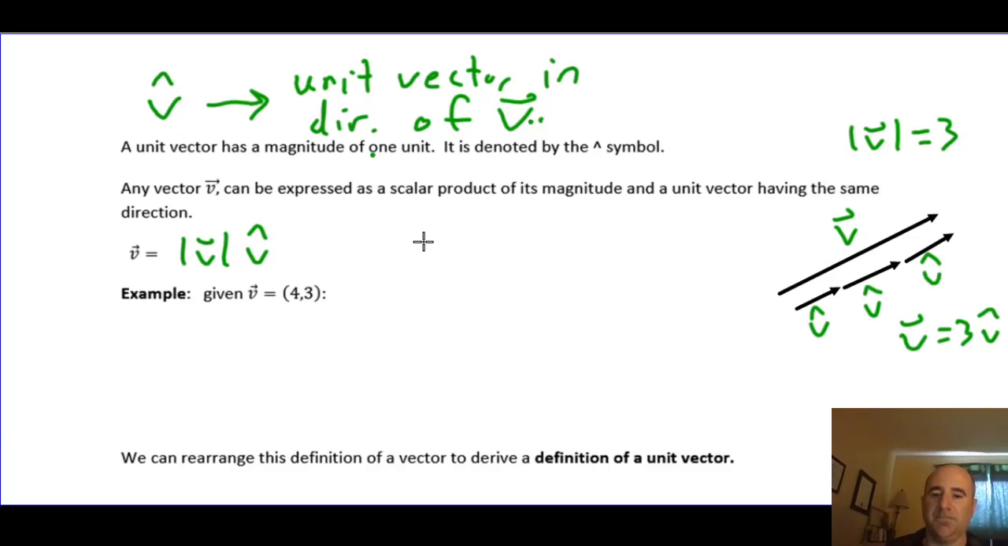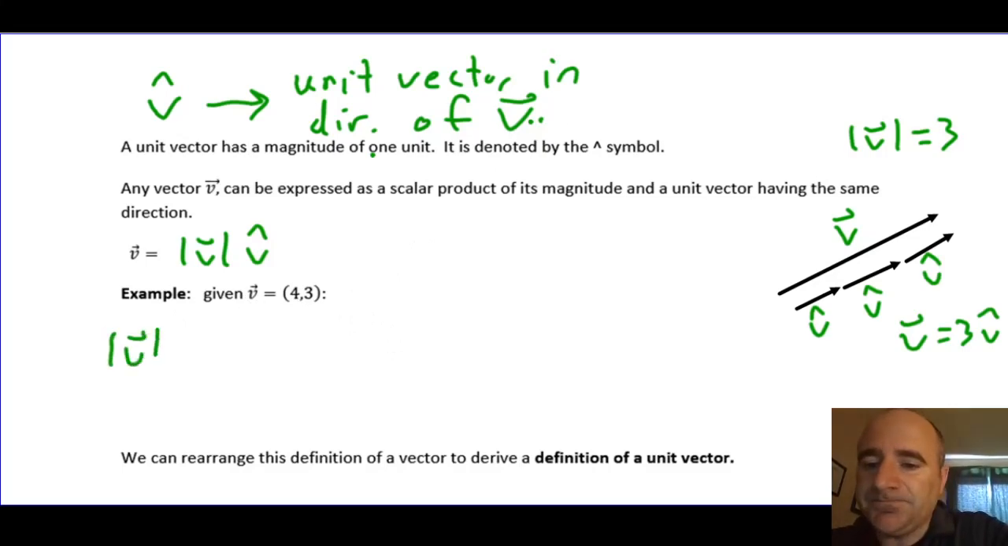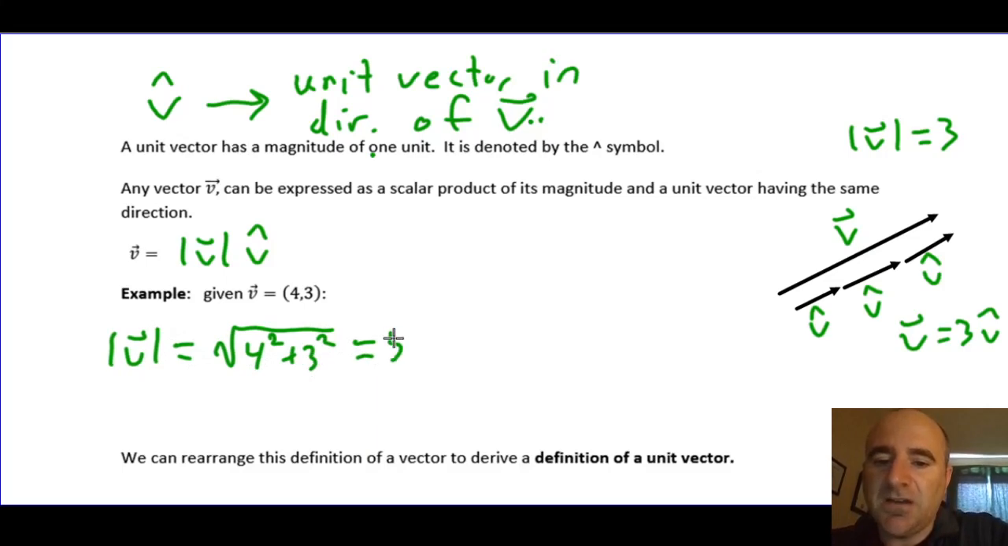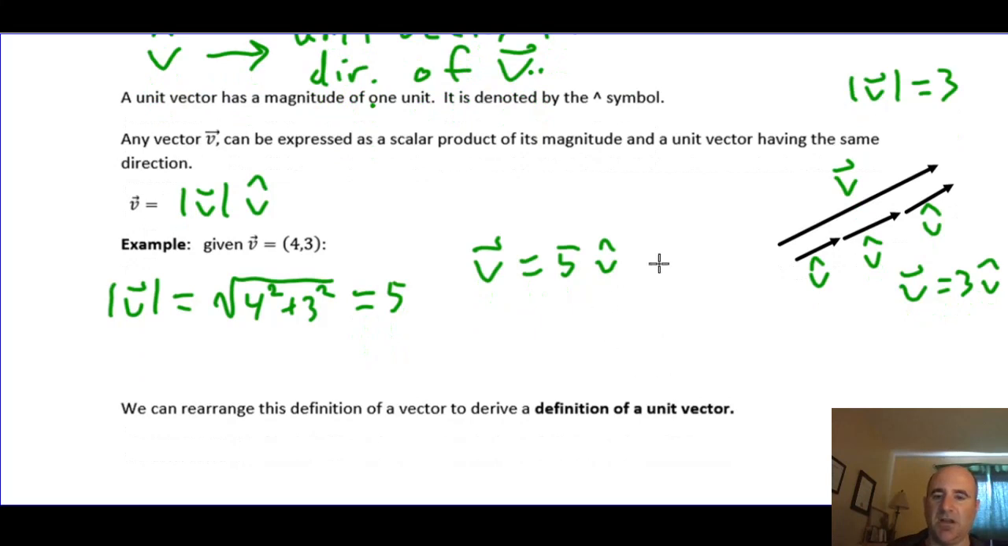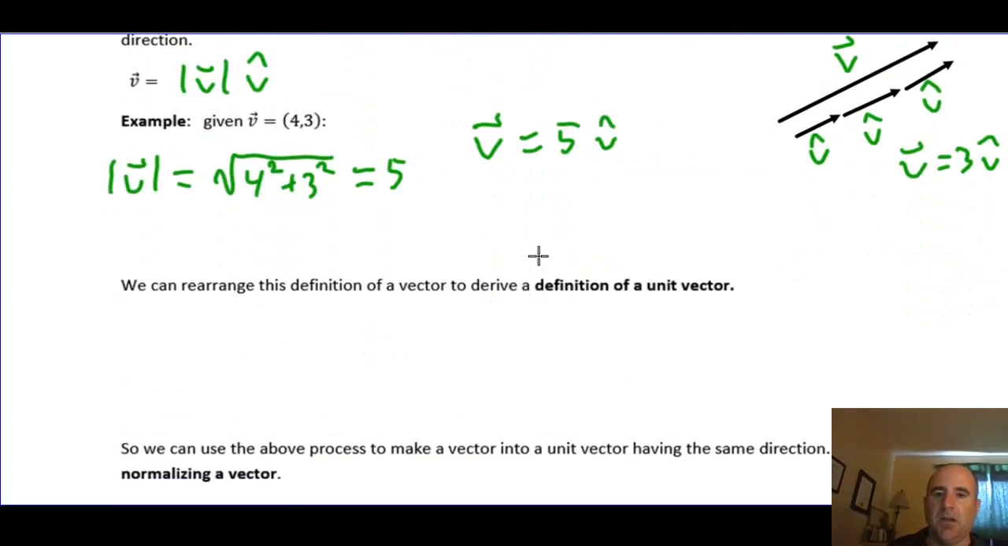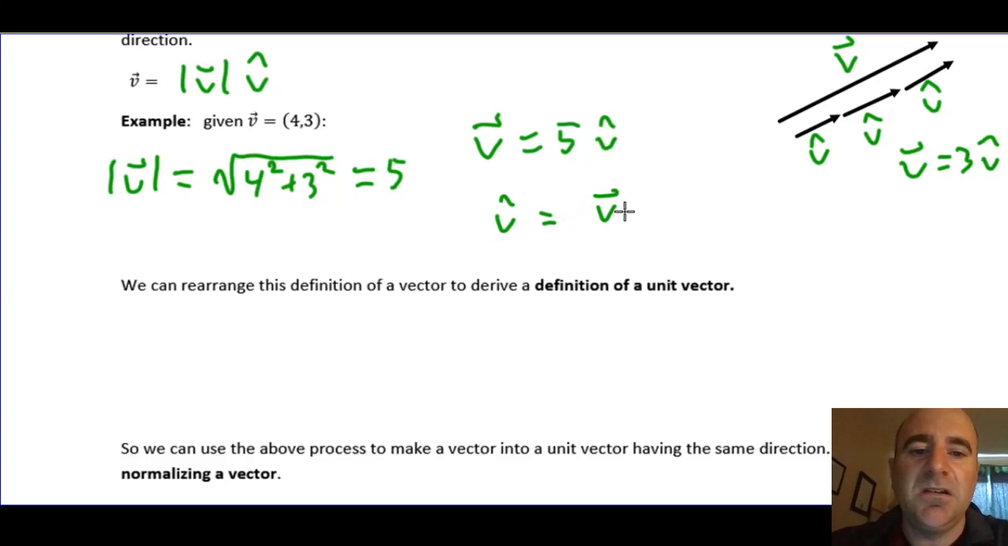For example, to keep it really simple, we've got vector V being 4, 3. So the magnitude of V would be equal to the square root of 4 squared plus 3 squared. That's a 3, 4, 5 triangle, which is just 5. So we can say that really vector V is equal to 5 times a unit vector having the same direction as V. Now this is a little bit strange, but I am going somewhere with this. It also means that a unit vector in the direction of V is really equal to V divided by 5.